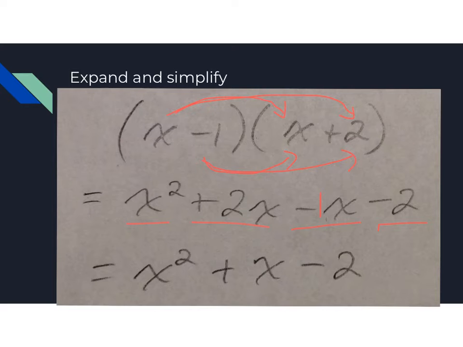Then for the last step, you're going to simplify. So this is kind of the expand line, and then this would be the simplify line. And for simplifying, you're just going to look for any like terms, and you will notice that the 2x and the x are like terms. So positive 2 minus 1 gives me plus 1x.